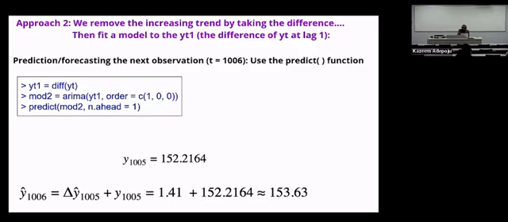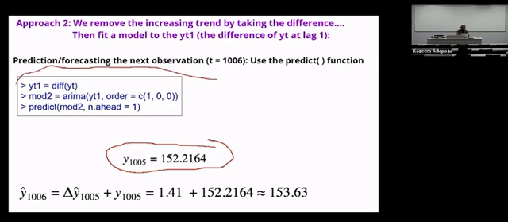Okay, now like I said, the last data point is 152.2164. Now we want to make a prediction for 1006. How do we do that? When we difference, take a look at this code. Okay, can you see the code? Predict. Do you see predict? What model am I using? MOD2. Then n.ahead equal to 1. Ahead equal to 1 means, right now we are at 1005. I want to predict for the next one.